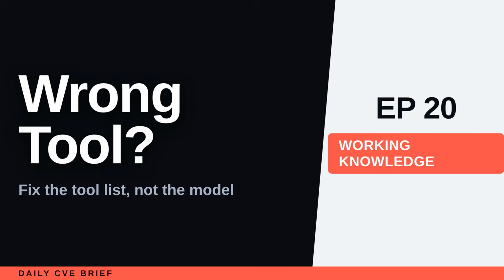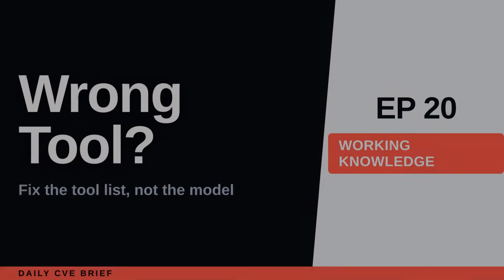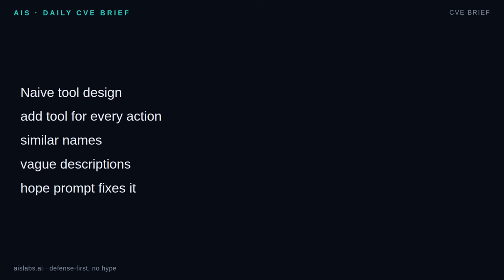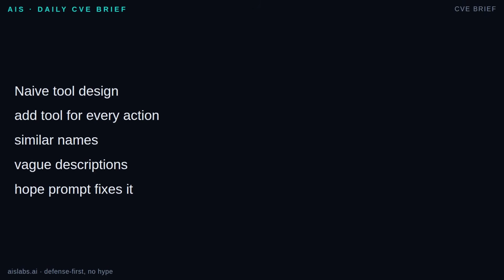Nothing magical happened. The model did not become stupid for one turn. We gave it two overlapping doors, painted both signs gray, and acted surprised when it chose the wrong one. The naive pattern is, every time the product needs a new action, add a new tool. Soon your large language model, or LLM, sees search orders, find order, get order, list orders, and look up order. Then we write a system prompt saying, "be careful to select the correct tool." That feels responsible, but it usually does not fix the design.